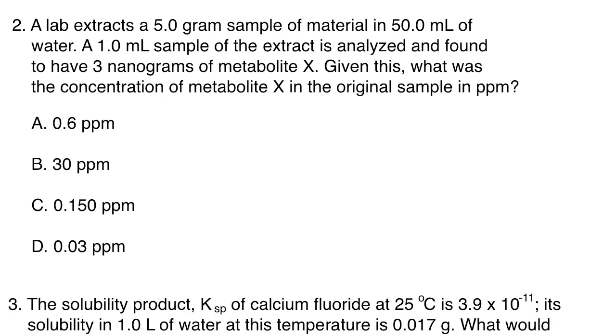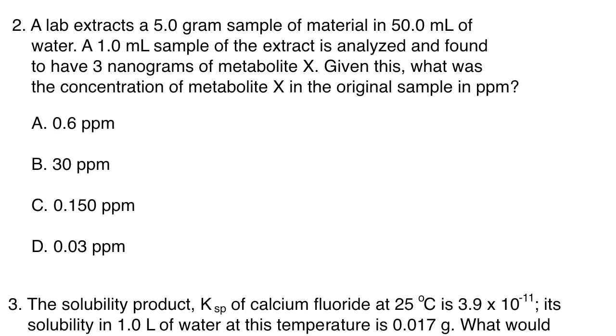Number 2. A lab extracts a 5-gram sample of material in 50 mils of water. All right. So in this one, we've got a sample, we're extracting it, and then we're taking a subsample of that extract and we are going to analyze it, and it's found to have 3 nanograms of metabolite X. So we want to find the ppm of metabolite X in the original sample.